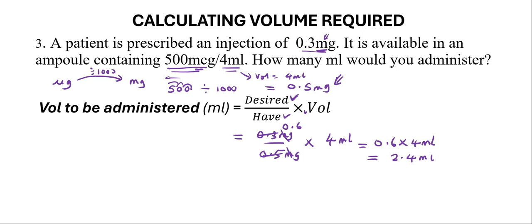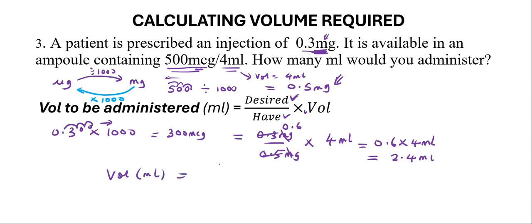We can also convert the milligrams into micrograms. We multiply by 1000. So that 0.3 milligrams, if it were to be converted into micrograms, becomes 0.3 multiplied by 1000. The decimal point will move 3 times towards the right. We insert the zeros. So the 0.3 milligrams becomes 300 micrograms. So by substitution, the volume to be administered in milliliters with the desired amount.